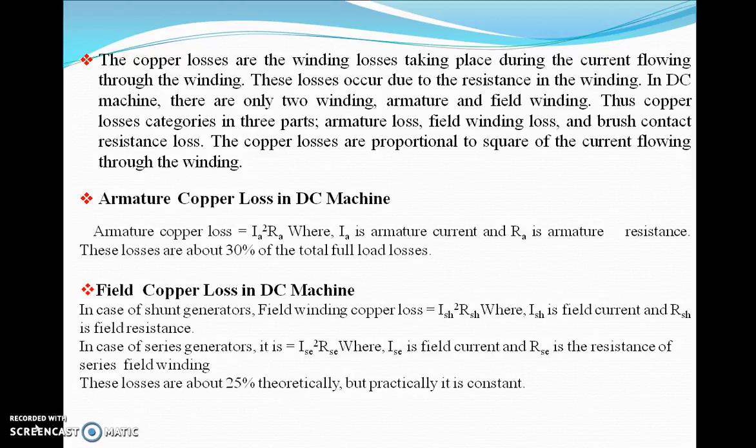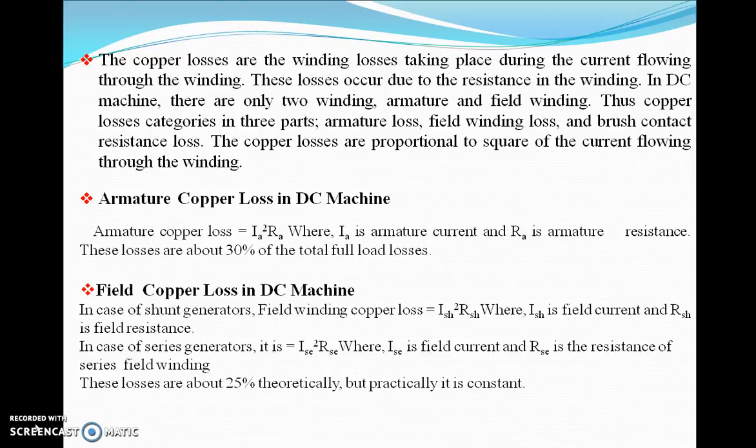So, if you consider the armature copper loss in a DC machine, it is equal to Ia square Ra, because Ia is the armature current flowing through the armature, and Ra is the armature resistance. The square of the current is Ia square. So, the total armature copper loss is Ia square Ra. These losses are about 30% of the total full load losses.